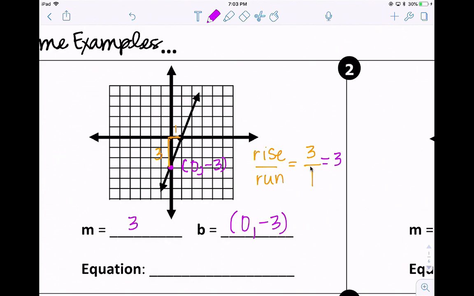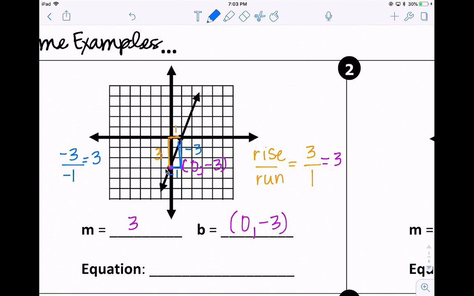Just in case you wanted to go the opposite direction, you could have started at this point right here and gone down. So I would have gone down 3, which would have made that a negative 3. So in that case, my rise would have been -3. And then I would go left 1, so that would be -1. And hopefully you remember that a negative divided by a negative would simplify to a positive. So either way, this is going to simplify to positive 3. So don't think that because I went up and right, that's the only way to go. You could also go down and left.